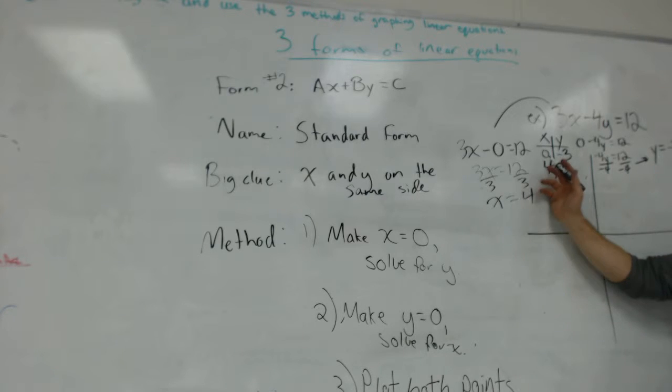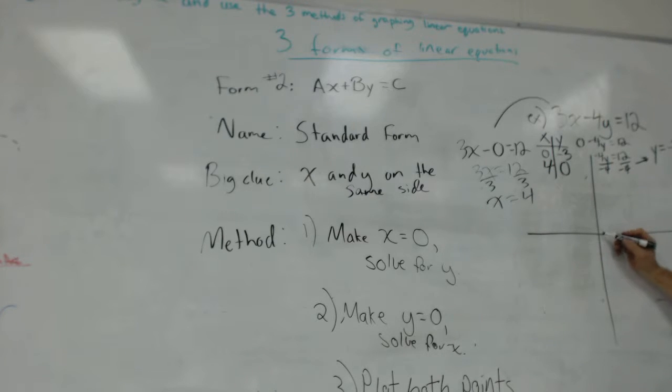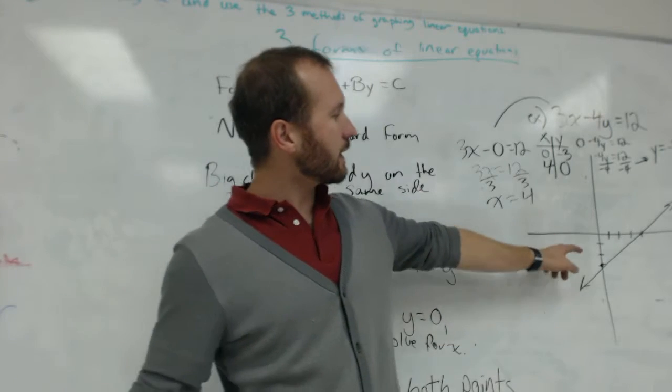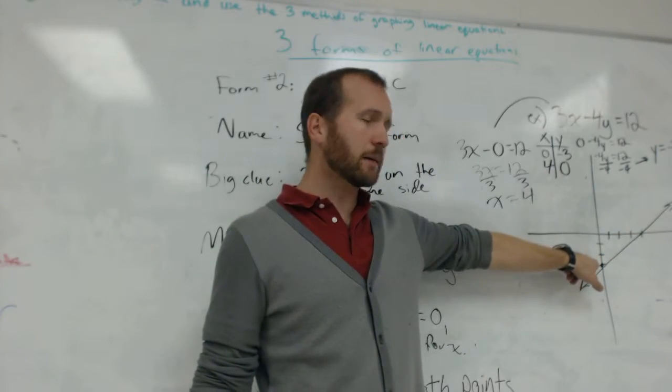Now let's plot these points. The point 0, negative 3 is right here. 0, 1, 2, 3. The point 4, 0 is over here. 1, 2, 3, 4. And then I go up 0. So this is 0, negative 3. This is 4, 0. Connect those with a line. And that's it. So this is called finding the x and y intercepts.